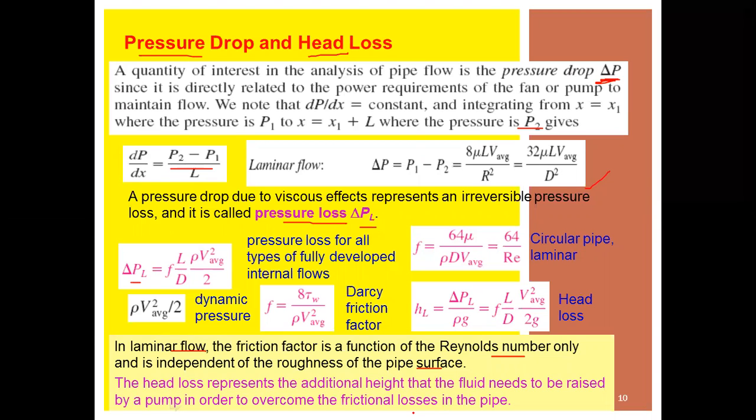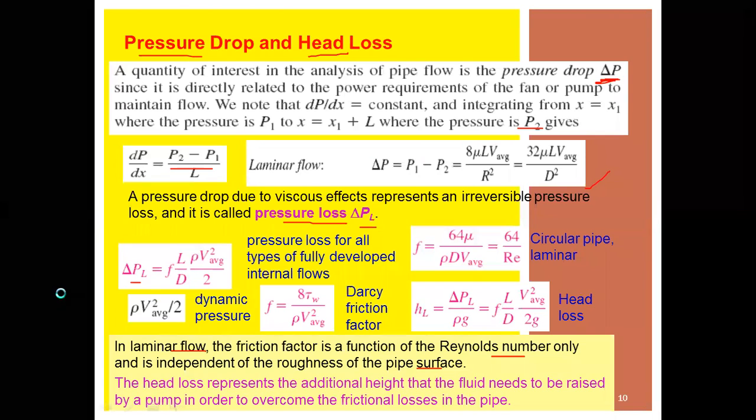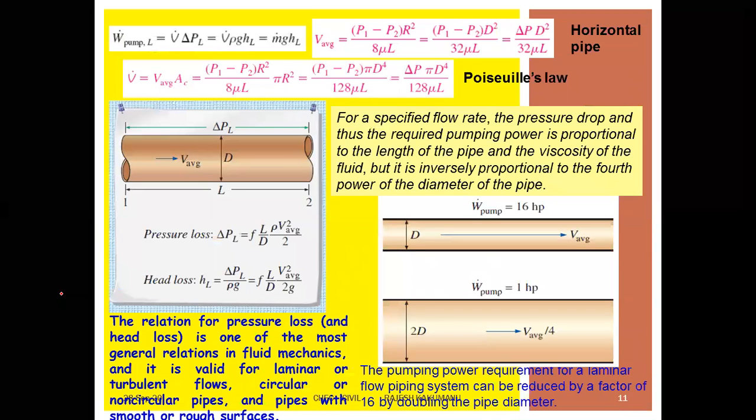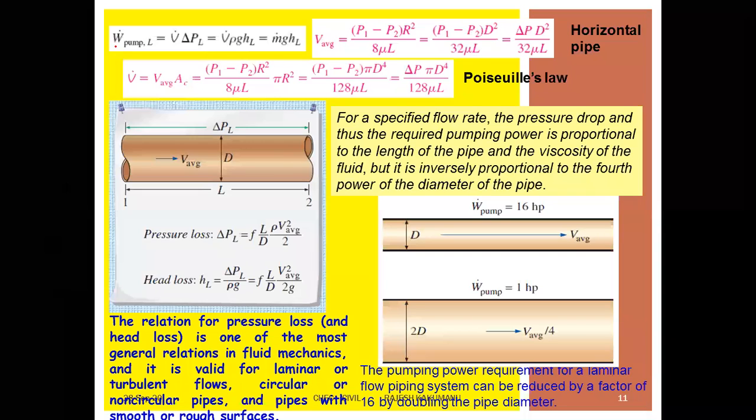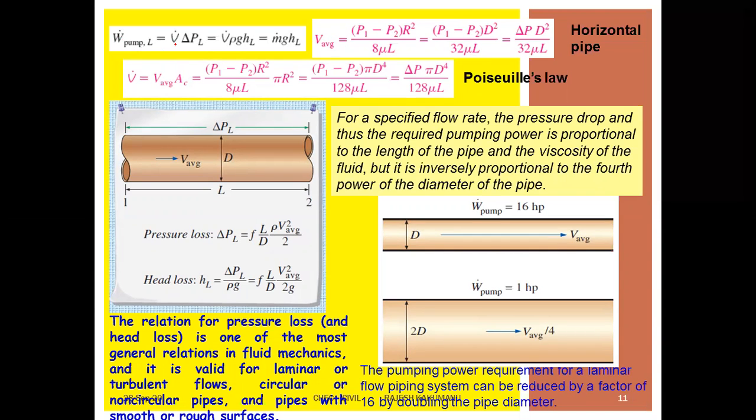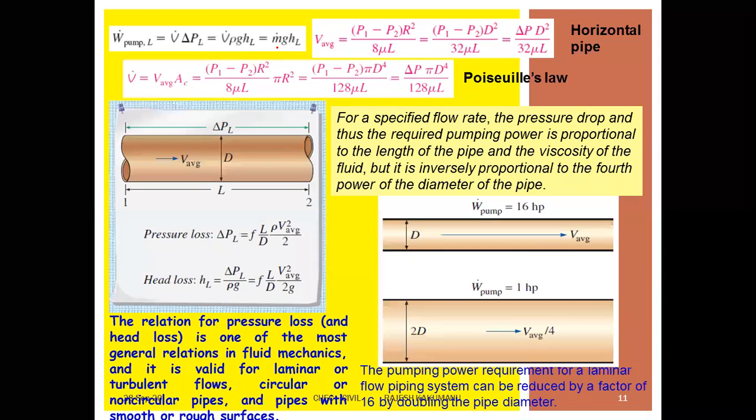Right? Next. So with this, we got the head loss of the laminar flow. Now, if you see in the horizontal pipe, for W with respect to pump, these are the additional things for W with respect to the length B into delta PL, that is equal to volume rho G HL, head loss, that is equal to mass G into head loss.